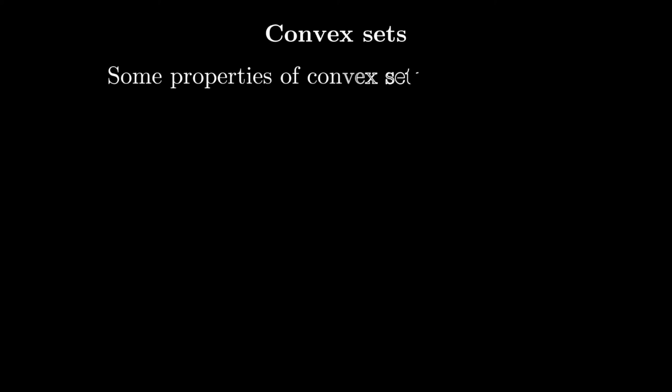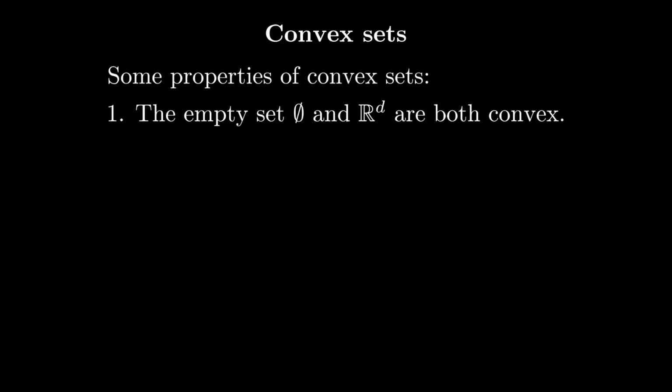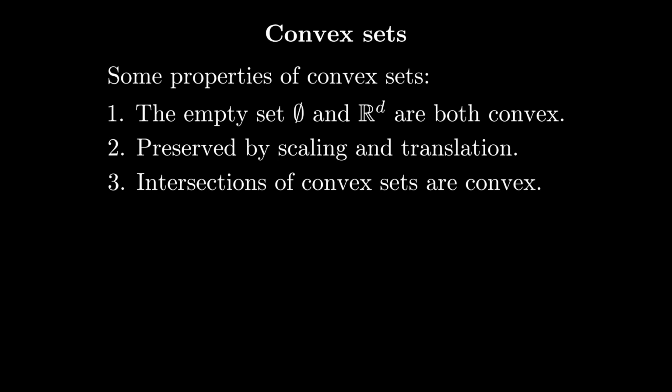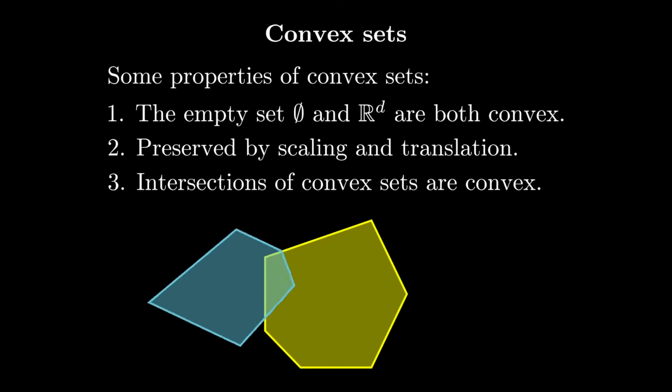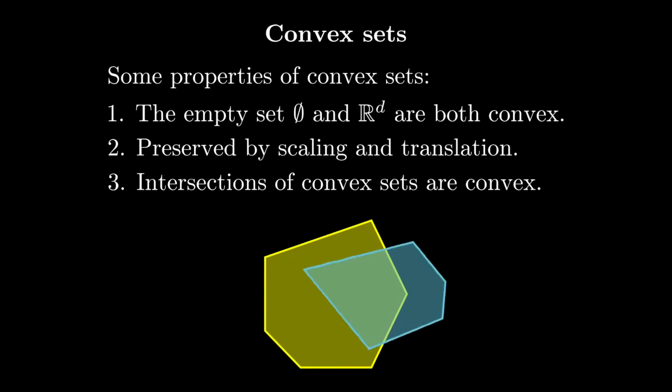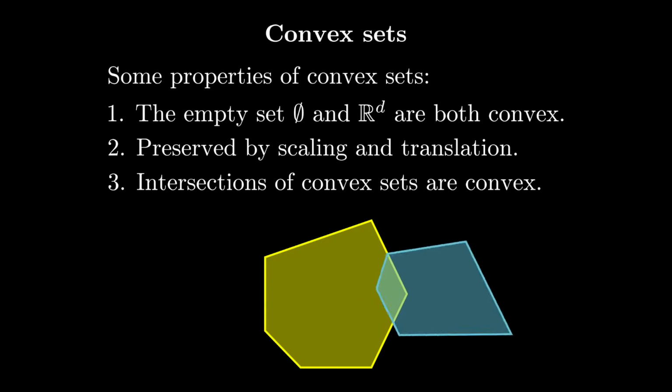Convex sets have some very nice properties that are worth going over. One basic thing to know is that the empty set and, of course, all of R^D are both convex sets. The convexity of a set is preserved by scaling and translation. In fact, more generally, the image of a convex set under an affine transformation is also a convex set. Very important for convex optimization is the fact that intersections of convex sets are also convex. This makes it possible to combine different convex constraints in a single optimization problem. Notably, things like hyperplanes and half spaces are also convex sets. These form the basis for a lot of practical convex optimization problems.